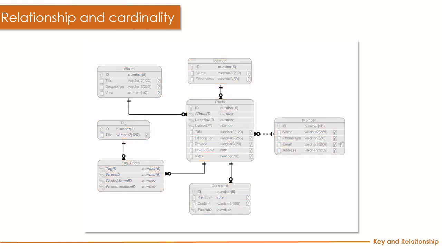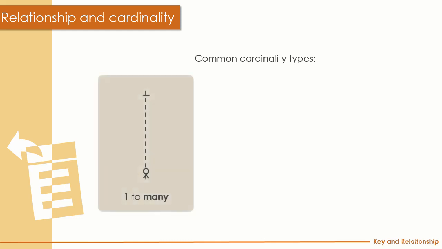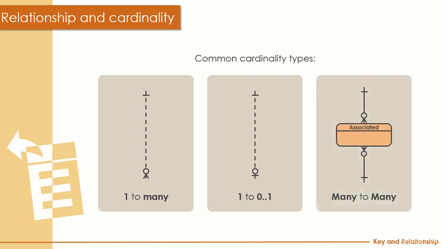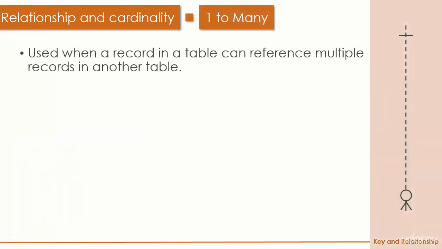The relationship is showing the foreign key. For relationship and cardinality, we find three common types. One is one-to-many, which is the most popular to use. Another is one-to-one, or one-to-zero-to-one, which is optional or not optional. The third is many-to-many. Let's take a look one by one.